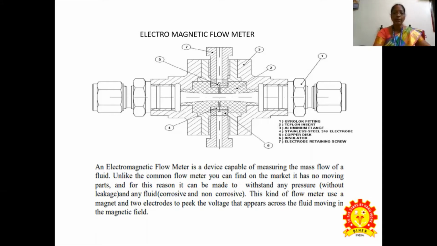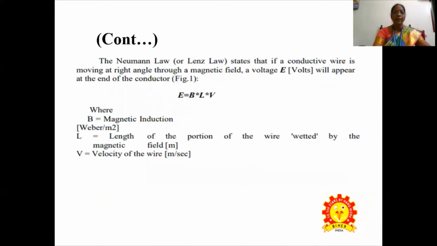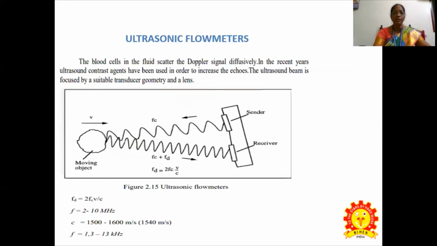This kind of flow meter uses a magnet and two electrodes to pick up the voltage that appears across the fluid moving in the magnetic field. It works on Faraday's law or Lenz's law, which states that when a conductive wire moves at right angles through a magnetic field, a voltage E will appear at the ends of the conductor. E is equal to B dot L dot V, where B is the magnetic induction in webers per meter square, L is the length of the portion of the wire wetted by the magnetic field in meters, and V is the velocity of the wire in meters per second.